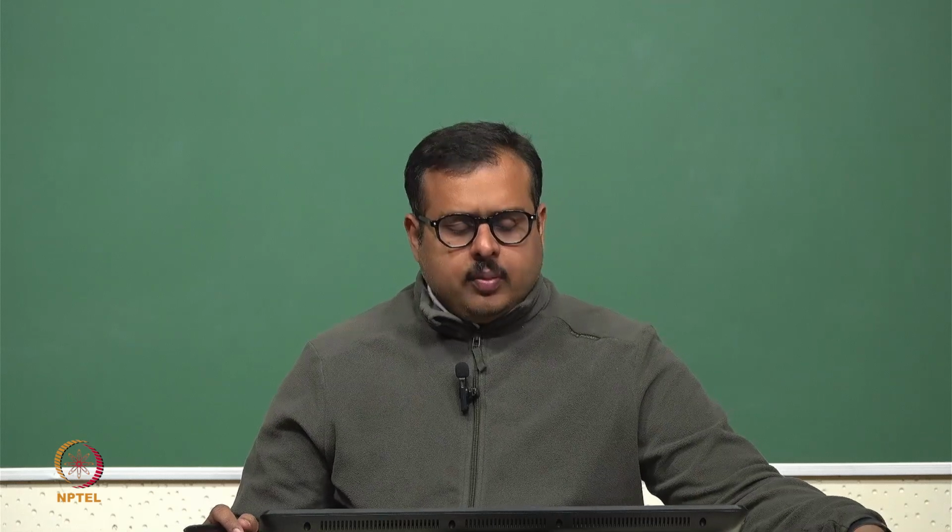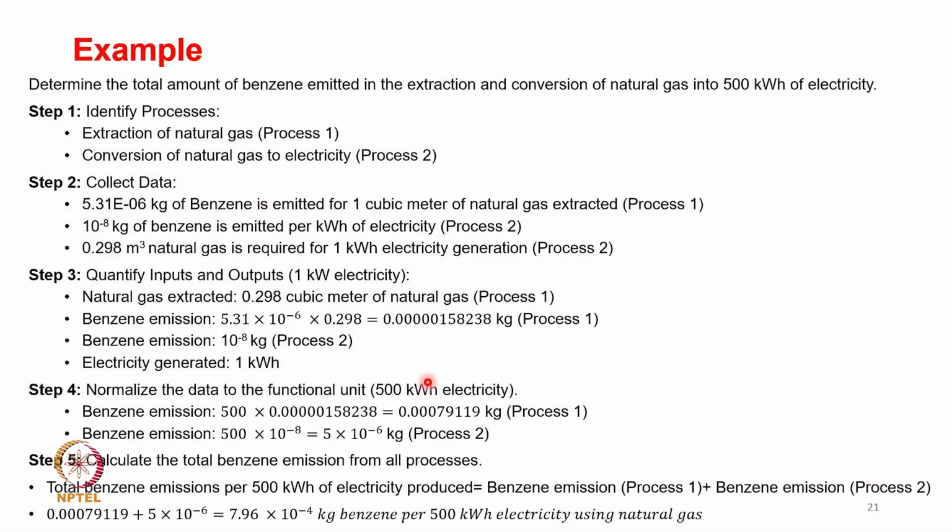So we'll show a couple of examples. Determine the total amount of benzene emitted in the extraction and conversion of natural gas into 500 kilowatt hour of electricity. So identify the process. There are two things: extraction of the natural gas, which we call process one, and the conversion of natural gas into electricity.